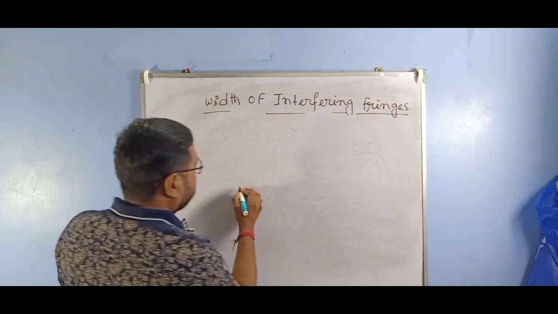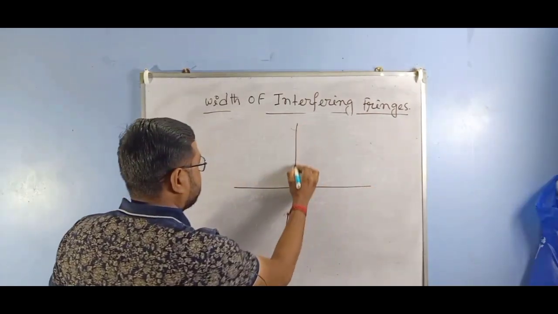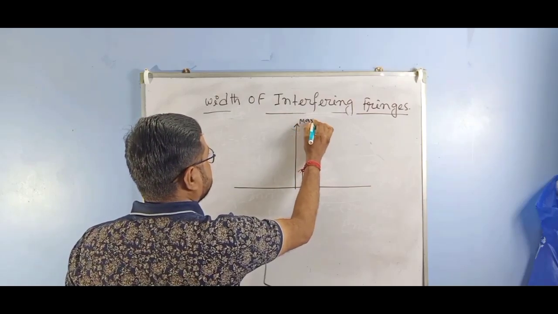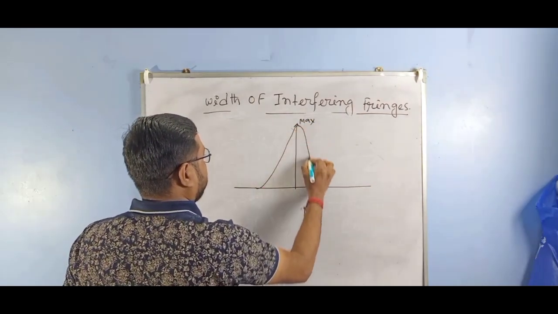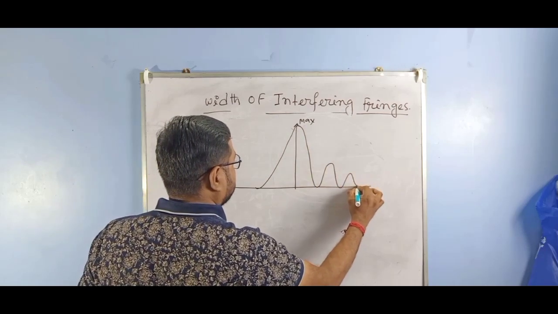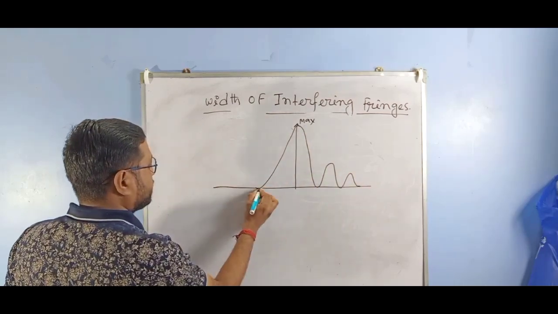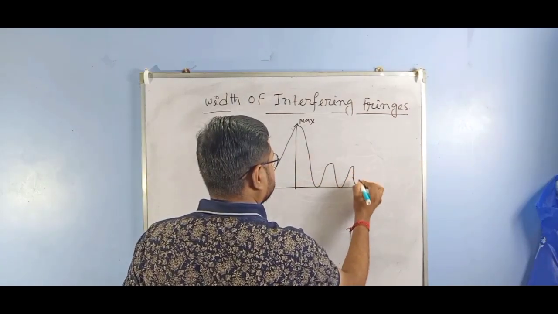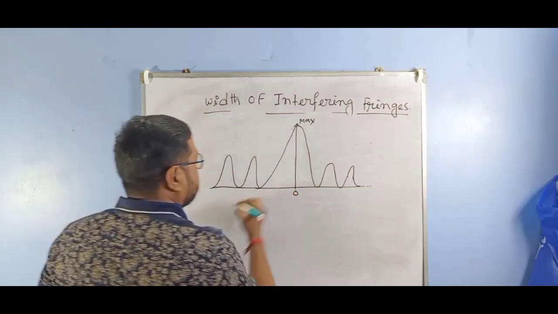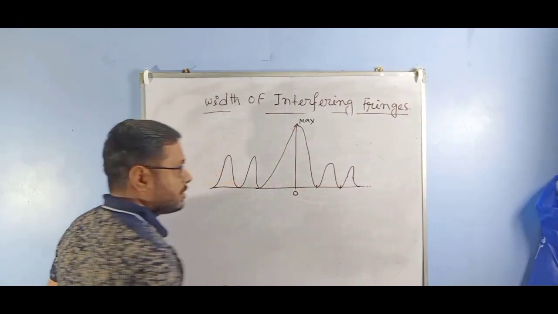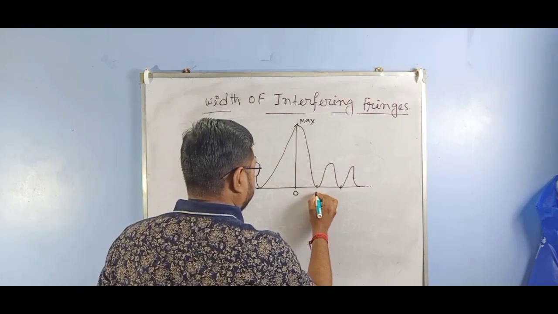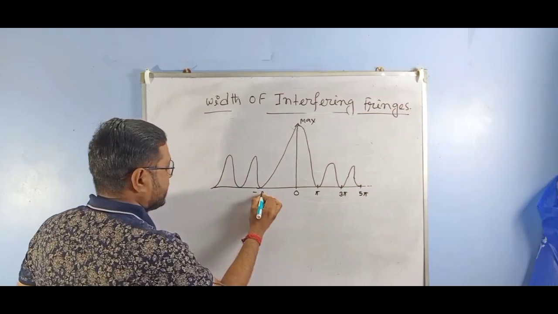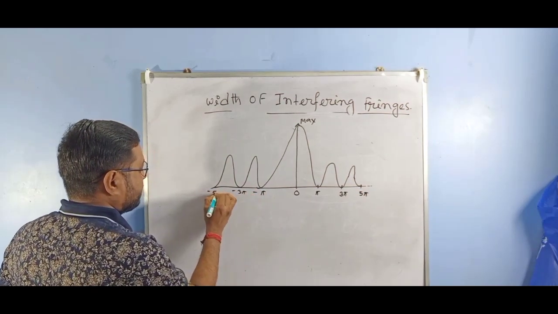If we draw an interference pattern, if this is the intensity of central maxima, that is the maximum intensity, then the fringes will occur on these sides. Now, if this is 0, then destructive interference occurs at pi, 3 pi, 5 pi, and this is minus pi, minus 3 pi, minus 5 pi.